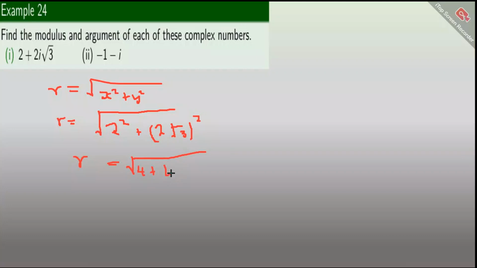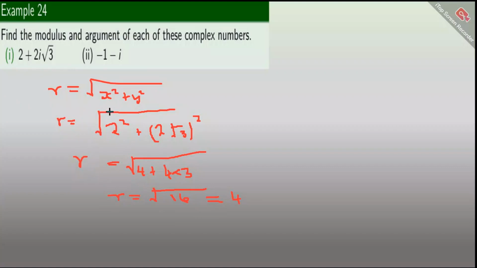So this is going to give us 4. And here it will be 4, root 3 cancels with the square. So that's going to be 4 plus 12, which is 16. So the final answer is going to give us what? 4. So for the first one, the modulus is 4. What about the argument?